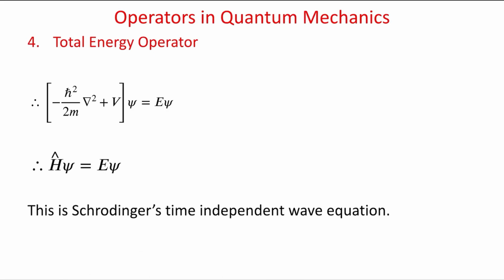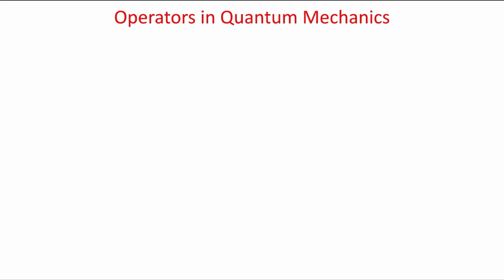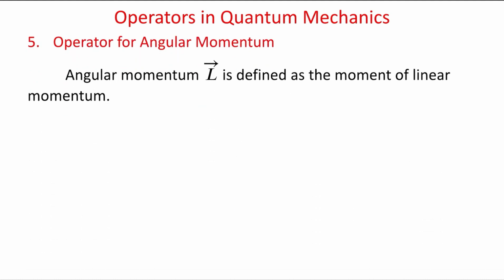So Schrodinger's time independent wave equation can also be represented by H psi is equal to E psi, where H is the Hamiltonian operator, and it is given by H is equal to minus h cross whole square divided by twice m del square plus V. This is the Hamiltonian operator. Remember that when a Hamiltonian operator operates on a wave function psi, it gives the total energy associated with that particle, which has a wave packet denoted by psi.